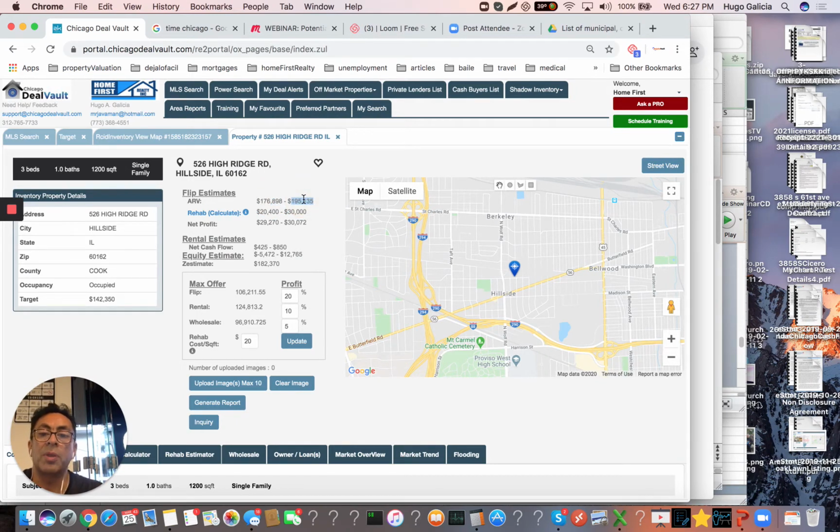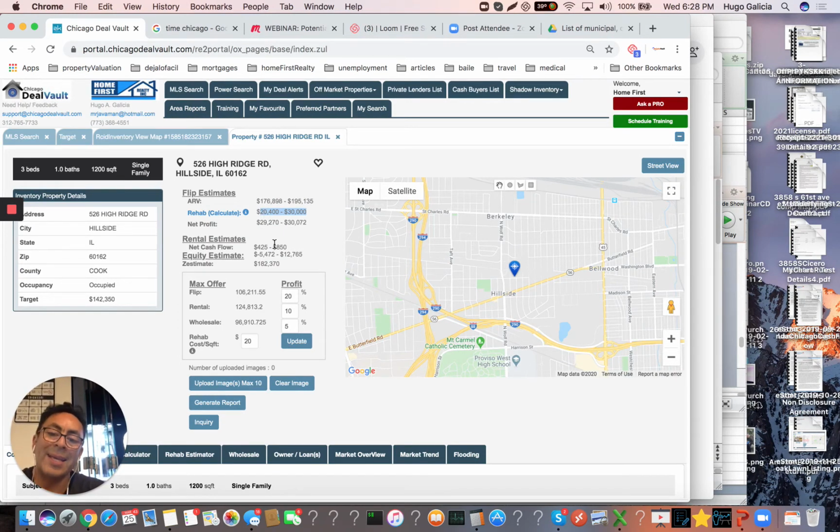The second number that you need to know is how much are you gonna put into this property? So this property is a 3-bedroom, 1-bath, 1,200 square feet. So based on this property size and this location in Hillside, assuming it's a light to medium rehab, we're gonna be spending between 20 to 30,000 on this property, okay? But this is again an estimate. You always need to look at the property from the inside.